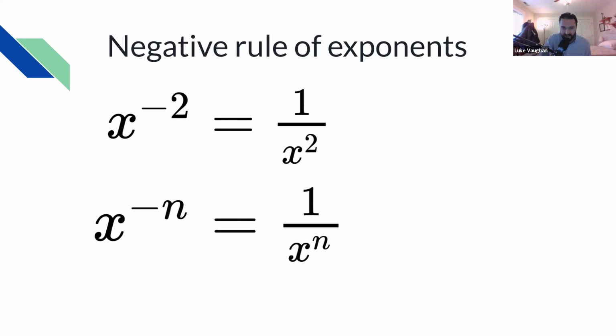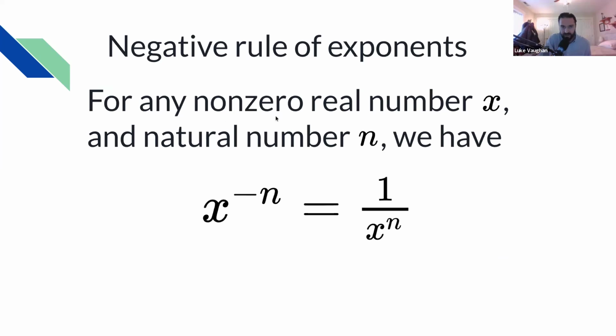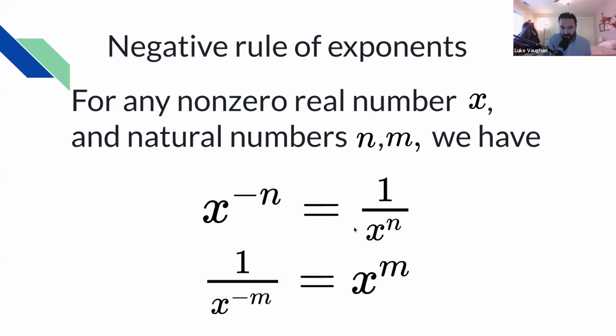So we can generalize this and say for any non-zero real number x and natural number n, we have x to the negative n equals 1 over x to the positive n. We can also show that 1 over x to the negative m equals x to the m. So this is how you can switch back and forth between positive and negative exponents. We're going to use this rule a lot when we clean up our expressions.